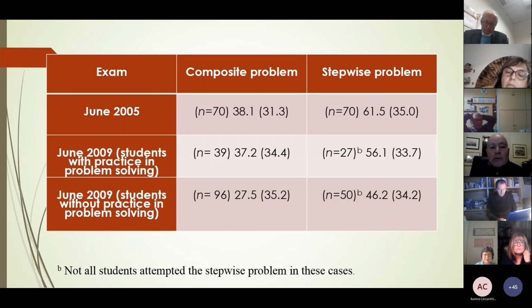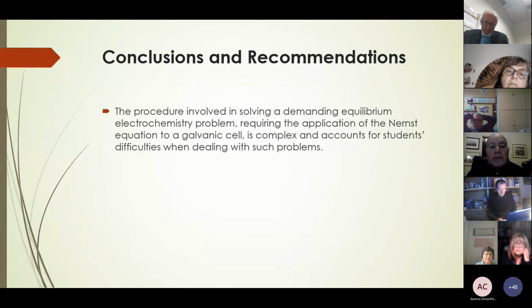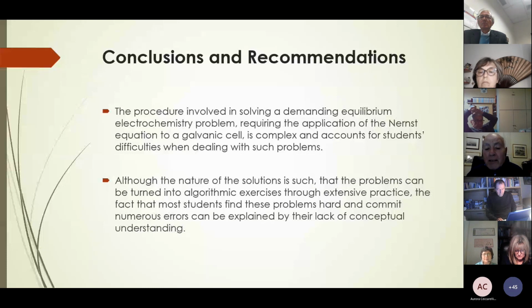So let me run to the overall conclusions and recommendations. The procedure involved in solving a demanding equilibrium electrochemistry problem requiring the application of the Nernst equation to a galvanic cell is complex and accounts for students' difficulties when dealing with such problems. Although the nature of the solutions is such that the problems can be turned into algorithmic exercises through extensive practice, the fact that most students find these problems hard and commit numerous errors can be explained by their lack of conceptual understanding.